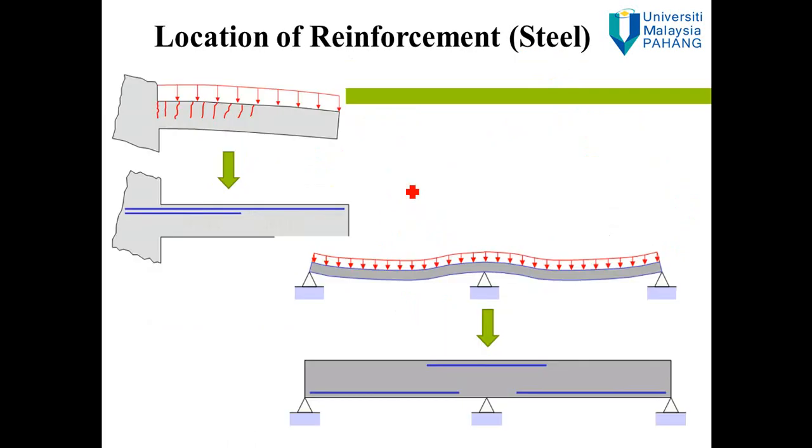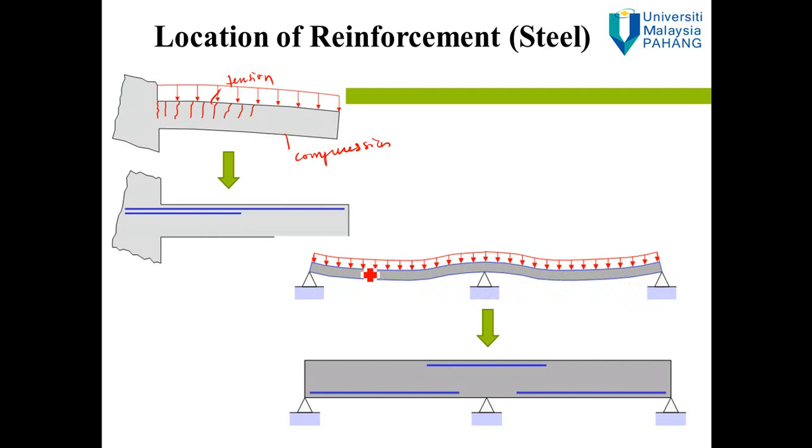So same thing here. If you have a cantilever concrete beam subjected to a distributed load, for this case the upper part will be in tension and the bottom part will be in compression. So we put the steel rod at the upper part of the beam, because the upper part is in tension. Same thing here. If you have a distributed load and the beam is supported at 3 points, this is how the deformation of the beam looks like.